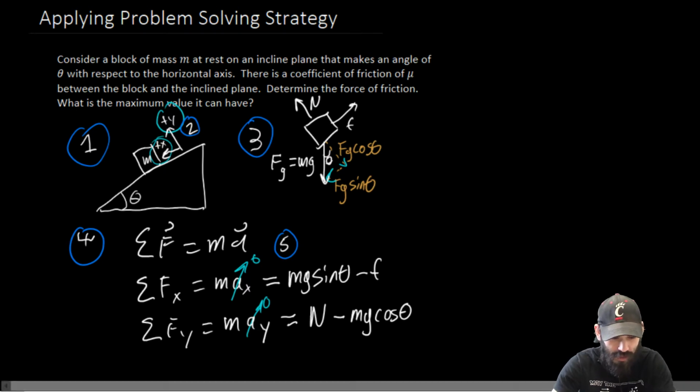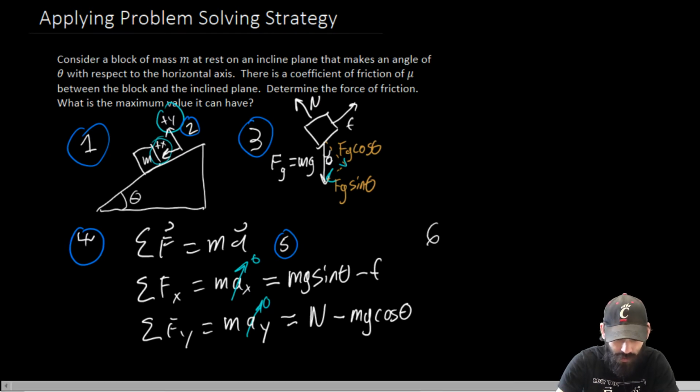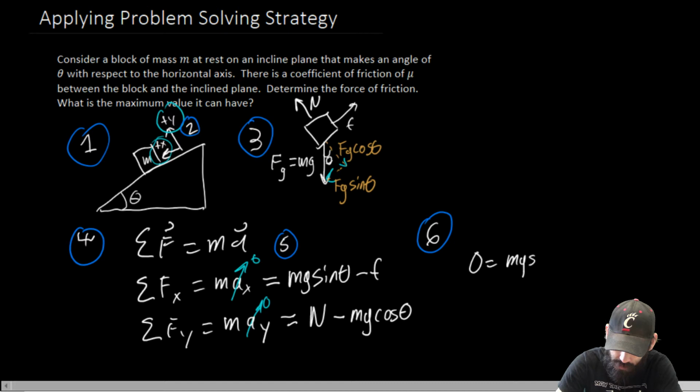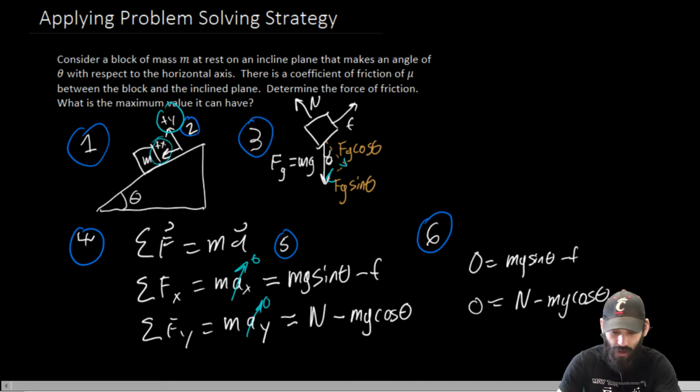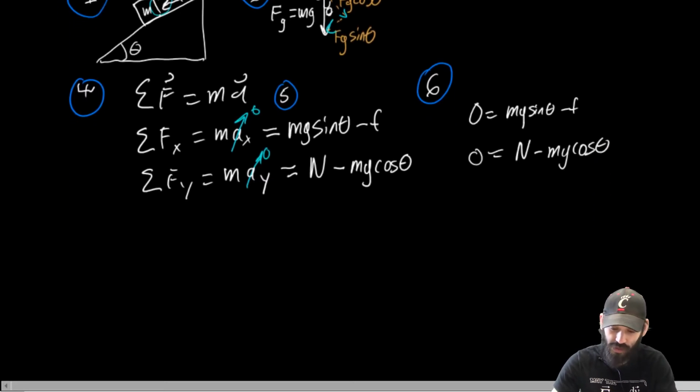So that gives us, for our step 6, some equations that we can solve here. So this says that 0 is equal to mg times sine of theta minus f, and 0 is going to be equal to n minus mg cosine of theta. Now, from these two equations, we can rearrange this in order to write what our force of friction is and write what our normal force is going to be.